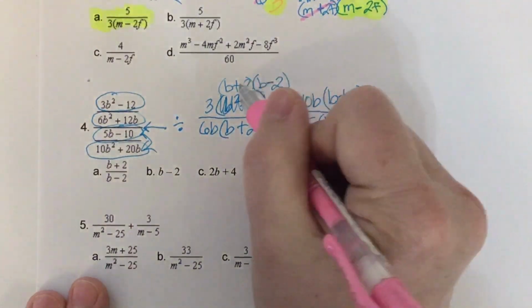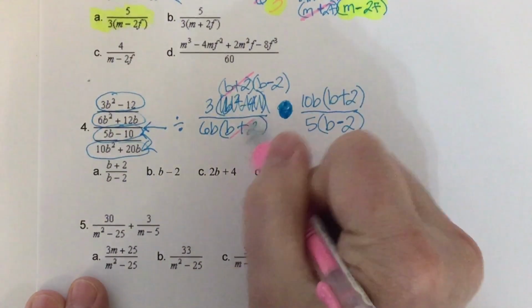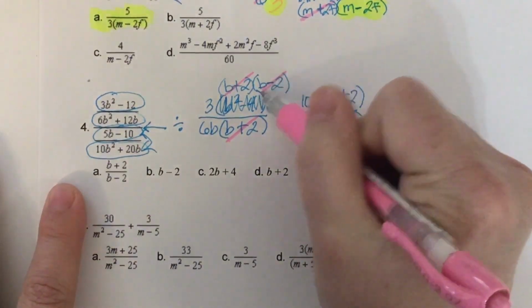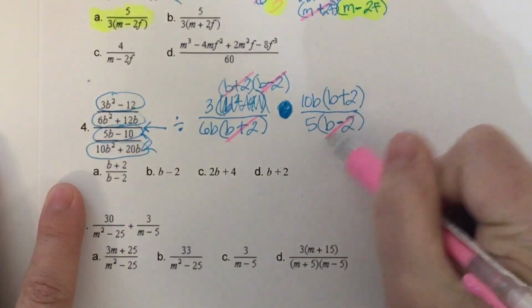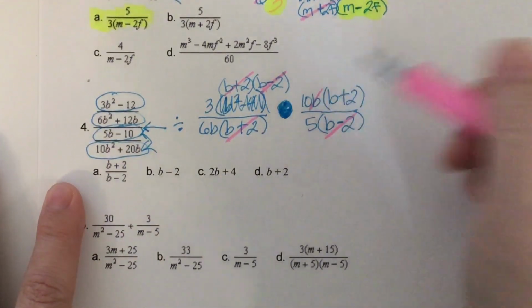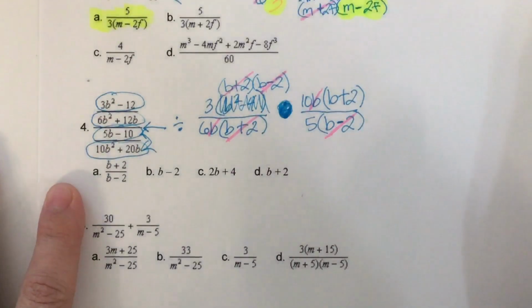Okay, I have a b plus 2 up here and a b plus 2 down here that can go. I have a b minus 2 up here that can cancel with a b minus 2 down here. I can cancel this b out right here with that b out.